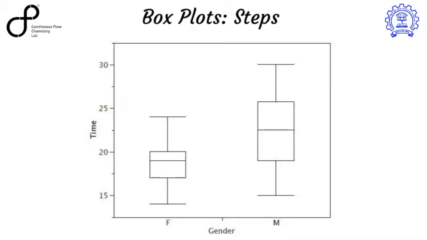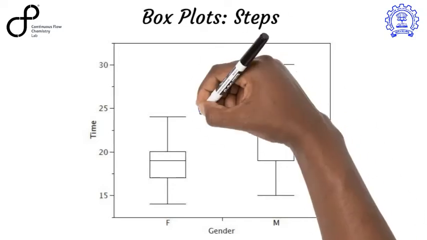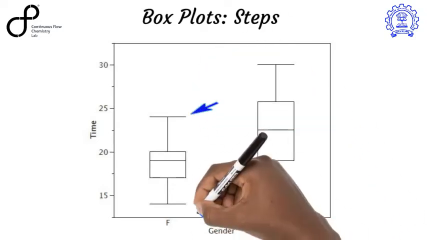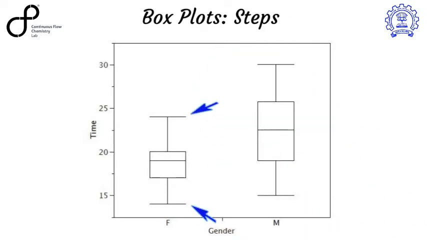Once we have calculated these parameters, we can proceed further to complete the box plot. We put whiskers above and below each box to give additional information about the spread of the data. Whiskers are vertical lines that end in a horizontal stroke. Whiskers are drawn from the upper and lower hinges to the upper and lower adjacent values, 24 and 14 for the women's data.